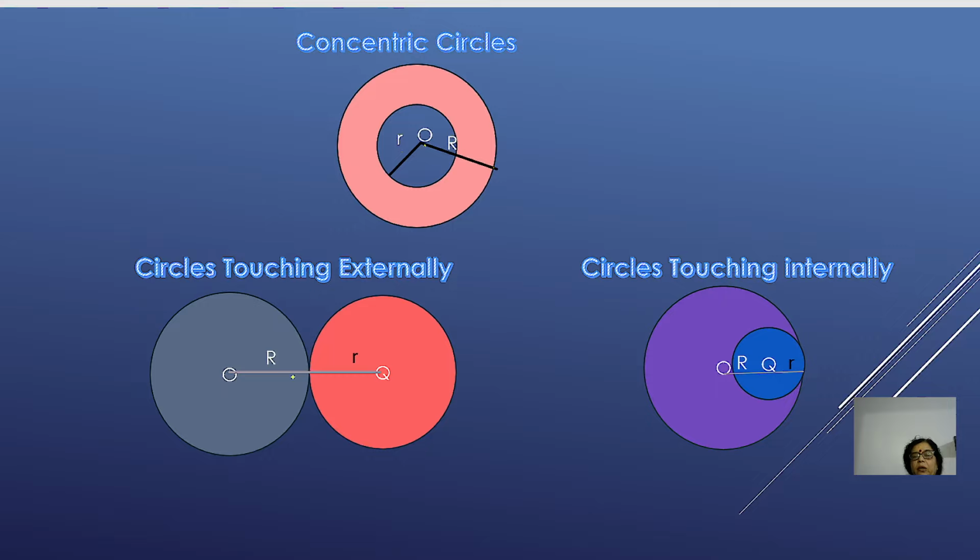Circles touching externally: when two circles touch each other externally this way, the distance between the centers, OQ, will be the length of this radius plus this radius, so the distance between the centers is R plus r. When they touch each other internally, the distance OQ between the centers will be equal to R minus r. How do we get it? Suppose this is the point P. OP is equal to capital R, the radius of the bigger circle, and QP is equal to small r, the radius of the smaller circle. So OP minus QP gives us the distance between the centers, that is R minus r.